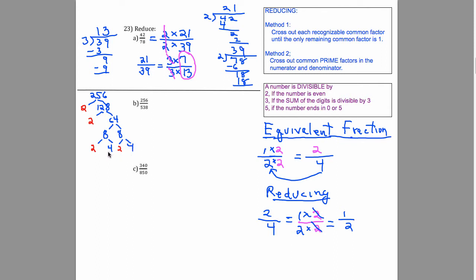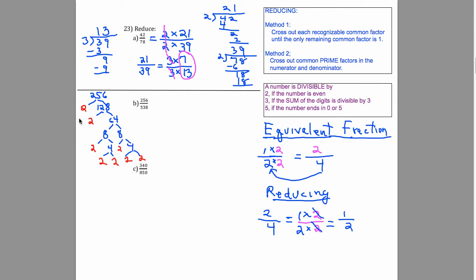And then 4 can be broken down into 2 times 2. And we have this 4, which can be broken down into 2 times 2. So all the reds represent the prime factors. We've come to the bottom of the tree. So there are only 2's here.